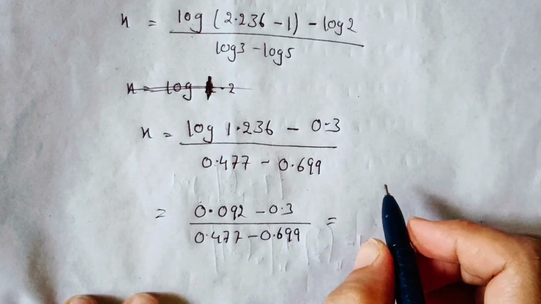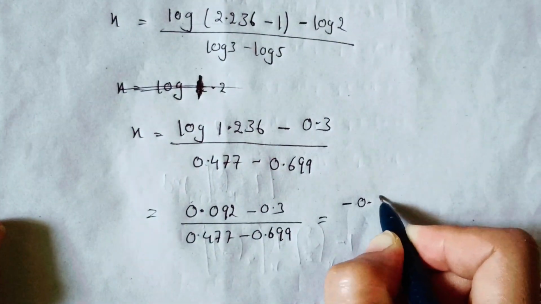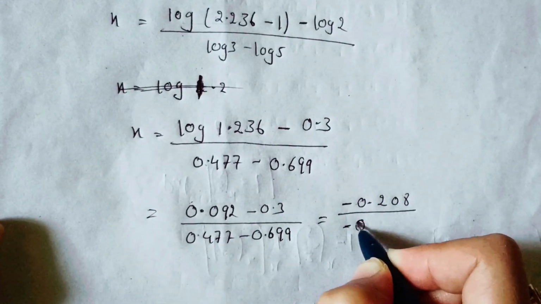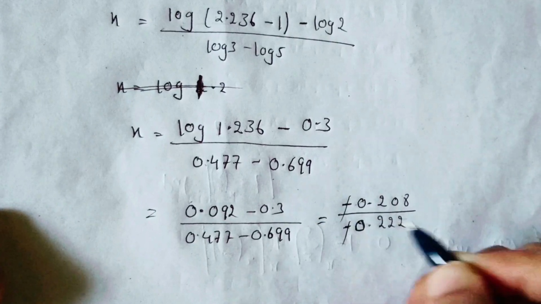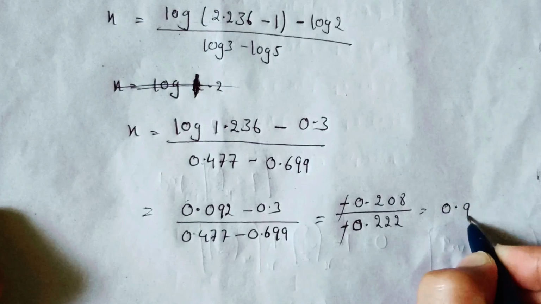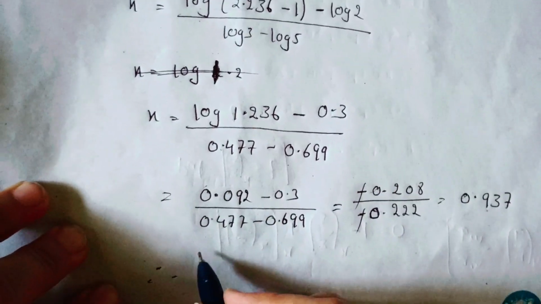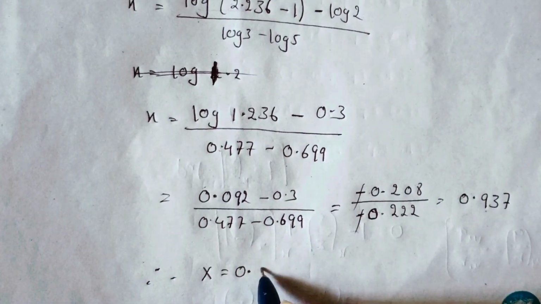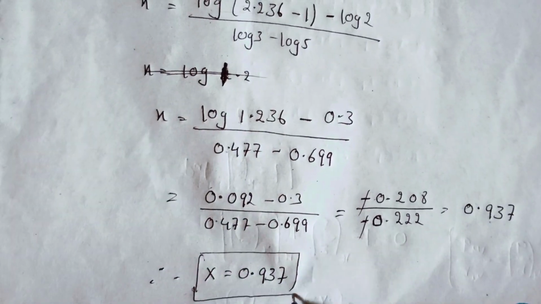Here, if we subtract, it will become minus 0.208 divided by minus 0.222. Here minus and minus get cancelled, so the value will be 0.937. Therefore x equals 0.937. So this is the value of x.